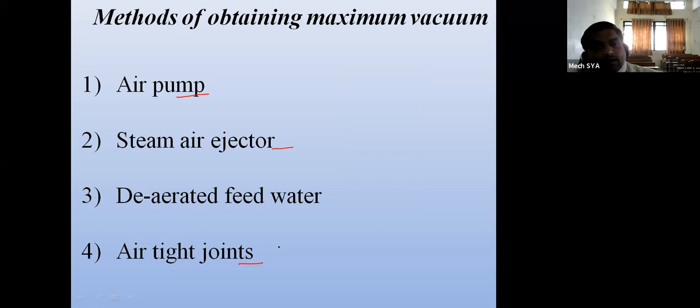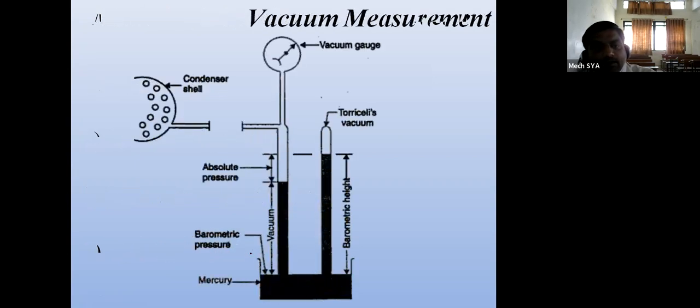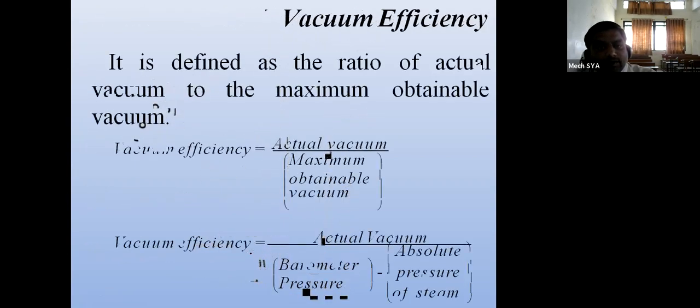So we can increase the vacuum here by removing the air. The air pump is one of the very important priming devices. Steam air ejectors are there, which will remove the air. Deaerated water, where the oxygen and air are removed, is what we use as feed water for steam generation, along with airtight joints. And vacuum we can measure, but that is not our case.